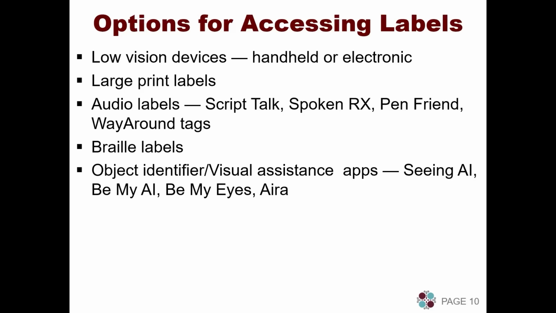Spoken RX is a similar product specifically used by the CVS pharmacy chain. And it also allows the individual to access the recorded information from an app or a standalone reader. Now, pen friend and way around tags, these are options that the individual may have, and they might get help from someone else, a friend or family member, to read the information from the label onto the tag, if you will, and then they can use their pen friend device, they can use their app to access the way around tag information.